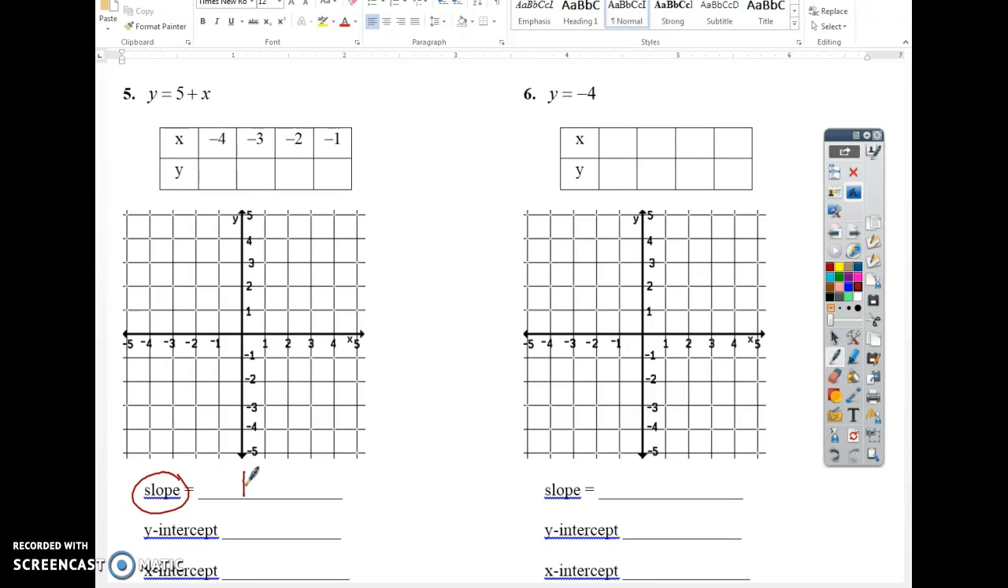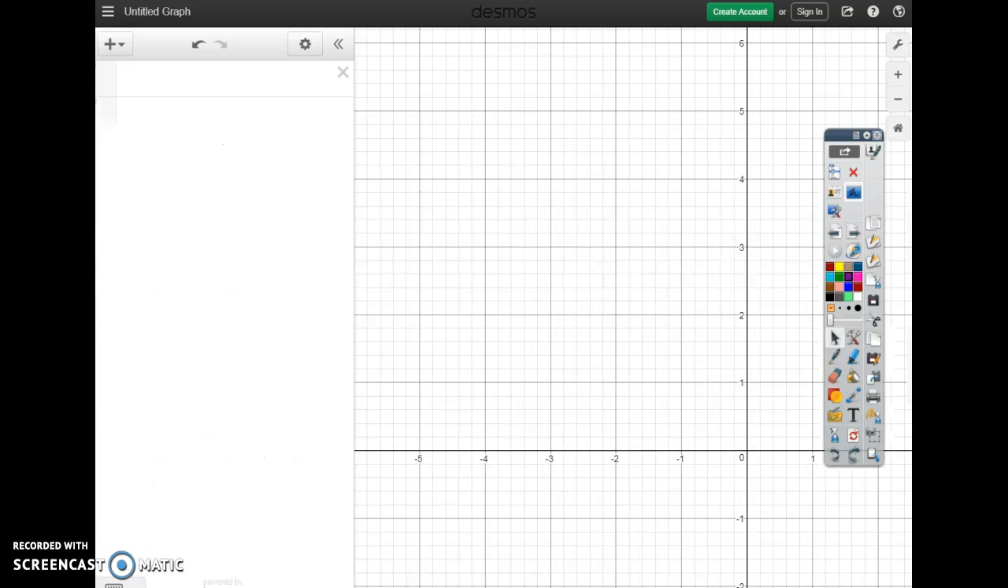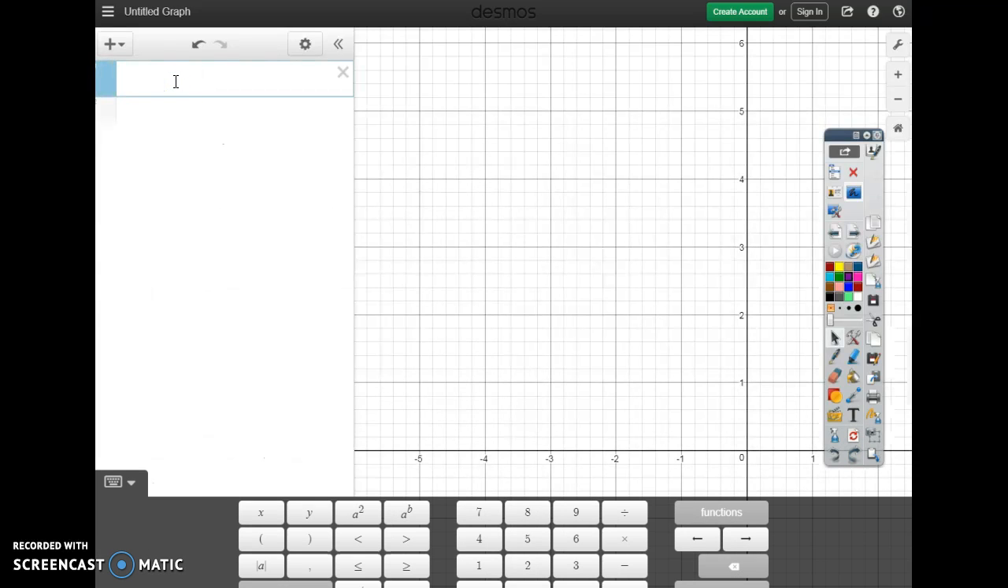Now we have to find the y-intercept, the x-intercept, and we have to graph it and get the table. Also, you can find the y-intercept in the equation. It's the other number that's by itself, but we can look at that in a little bit. So let's put that equation y equals 5 plus x in Desmos. Right here, I'm just going to type it. Y equals 5 plus x.